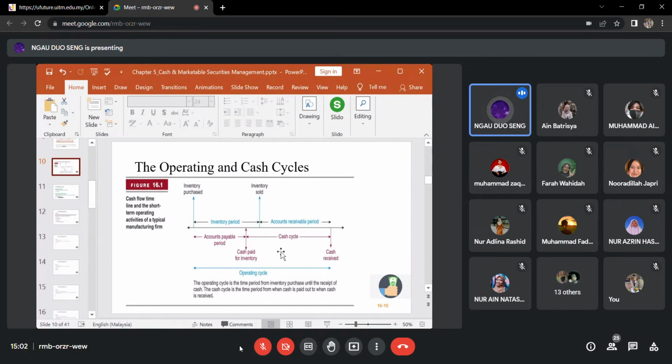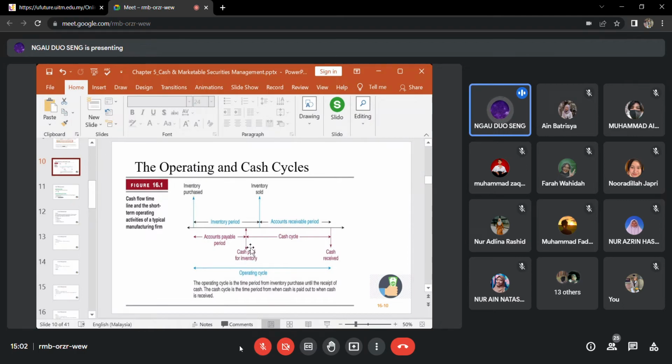Right? So kenapa kita kena calculate cash cycle? So that kita tahu berapa lama kita pinjam duit from bank. Sebab we buy materials, kita kena bayar kat sini. Cash pay for inventory. But our cash receive adalah in the future, masa depan. So kita kena calculate berapa lama lagi kita nak cash kita akan terima. So kat sini kita dah kena bayar. So duit ni datang daripada mana? So kita pinjam from the bank.